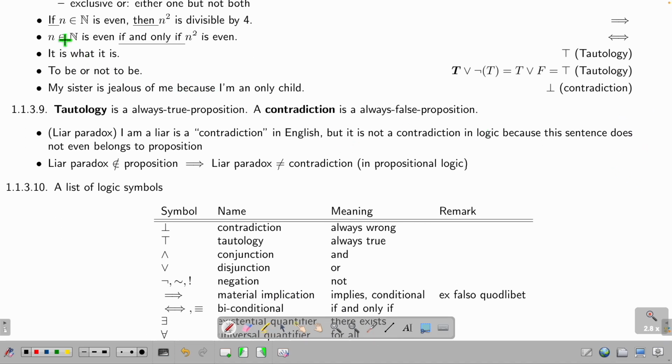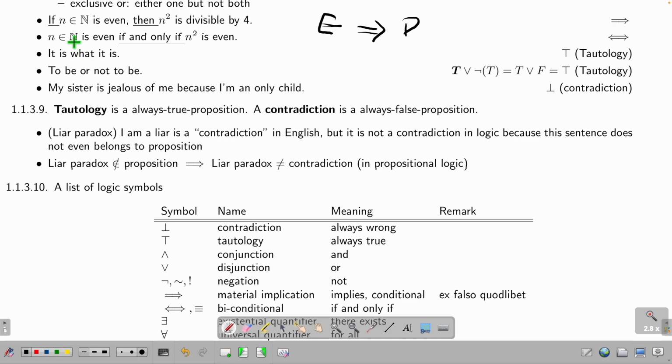So if something, then something else. What does it mean? It says if n in the natural numbers is even, that means 2, 6, 8, whatever, then n squared is divisible by 4. The first sentence, I call it E. The second statement is divisible by 4. Okay, I call it D. So this thing in symbols is E implies D.